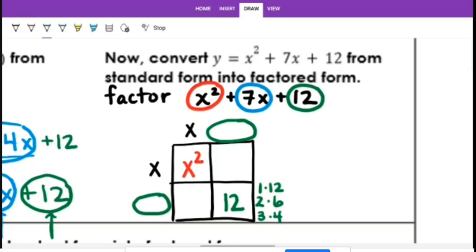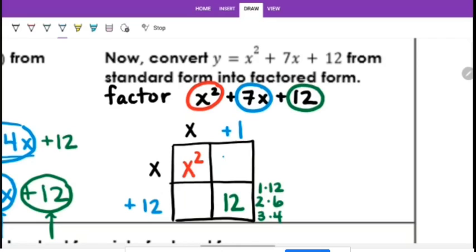So what if I used 1 times 12? Let's just think about what would happen. Don't write this down because this is wrong, but I want to show you what would happen if we put, I'll do this in a weird color, we'll do this in blue. If I put a +1 and a +12, they do multiply together to give me that green 12 on the bottom right. So that part's correct.